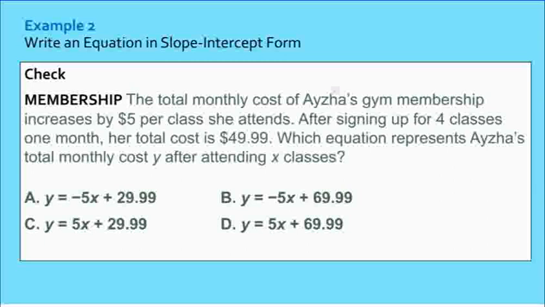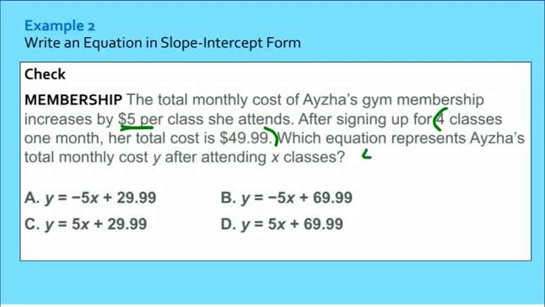Next, membership. Total monthly cost of Basil's gym membership increases by $5 per class. After signing up for 4 classes 1 month, her total cost is $49.99. Which equation represents Basil's total monthly cost y after attending x classes? So for this one, we need to have a point, which would be 4 and 49.99 is 1 point. We're given the rate, which is $5 per class.